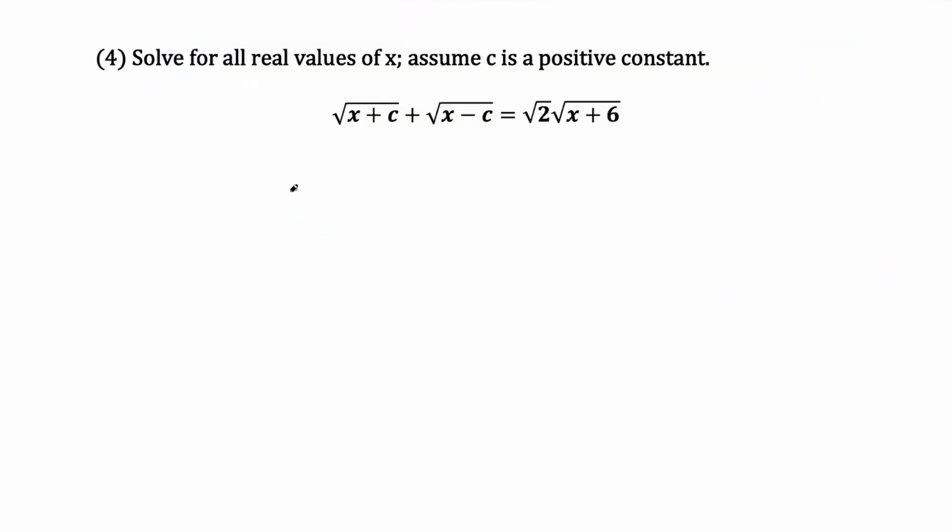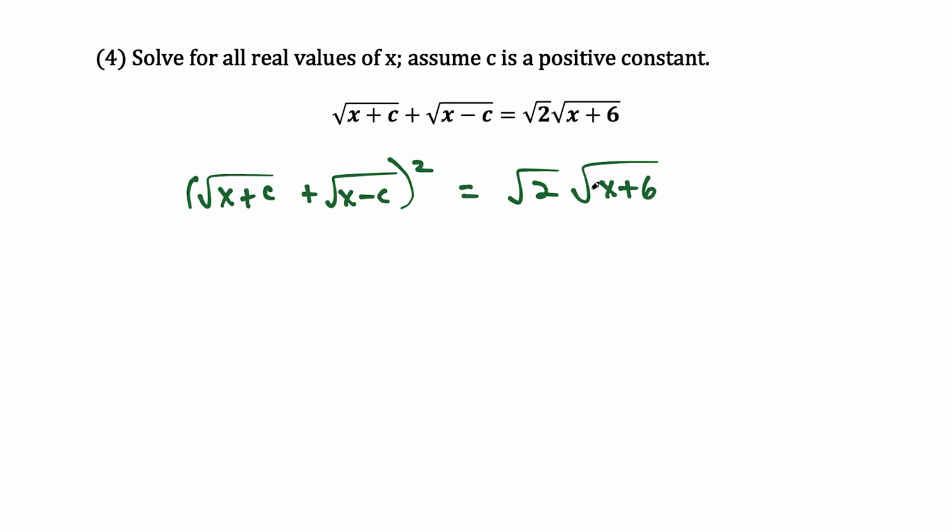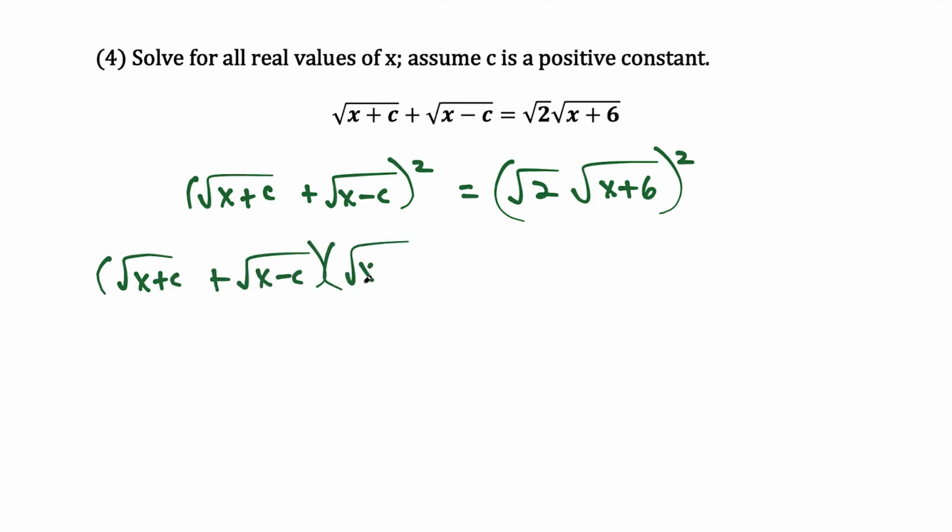Question 4, we have this equation here, and we could start by squaring both sides. So we have the square root of x plus c plus the square root of x minus c, and this we're going to square. And this is equal to the square root of 2 times the square root of x plus 6, and this is also being squared. And now on the left side, we have to expand this. We're going to have the square root of x plus c plus the square root of x minus c times itself. So we're just going to multiply this out on the left side.